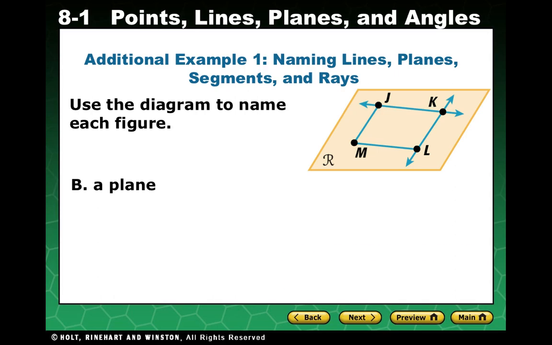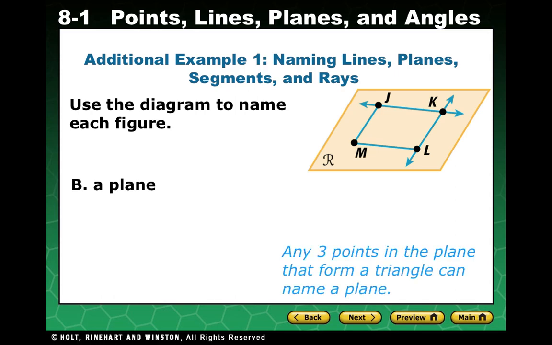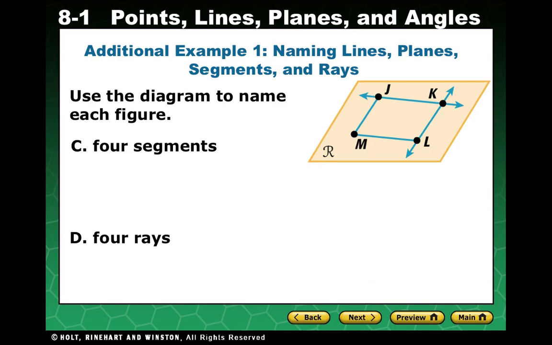Okay, the plane is named R, and if it doesn't have a name, then you can just use any 3 points from the plane. I'm sorry, any 3 points that are not on the same line. They can form a triangle. Use a diagram to name each figure.